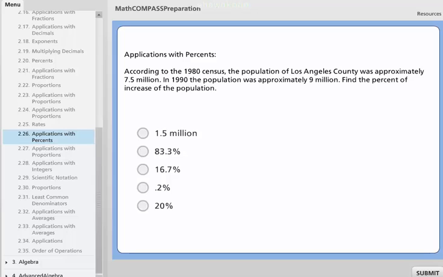Okay, so 2.26. According to the 1980 census, the population of LA County was approximately 7.5 million. In 1990, the population was approximately 9 million. Find the percent of increase of the population.